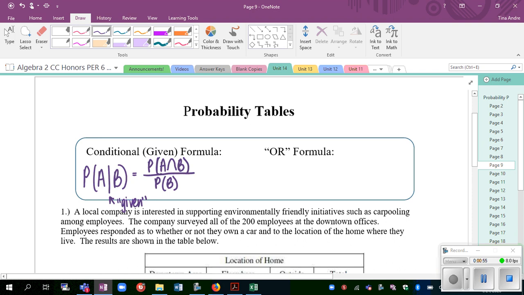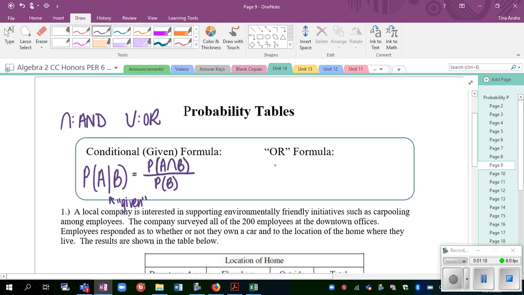Notice this symbol right here. This represents and. It's the intersection, so it means that both things happen. And then this symbol you've seen before with interval notation. This is the union. This is the or, so one or the other.